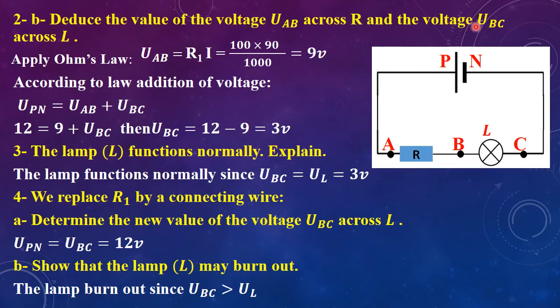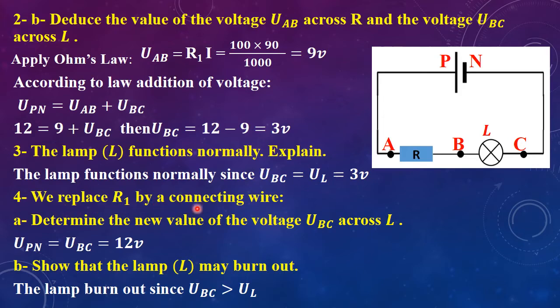Now to find the value of UBC, we have the voltage UPN and voltage UAB. Since R and L are in series, we apply the law of addition of voltage. To find UBC, we will get 3 volt. The lamp L functions normally. Explain. The lamp L functions normally since the voltage UBC is 3 and the voltage of L is also 3.